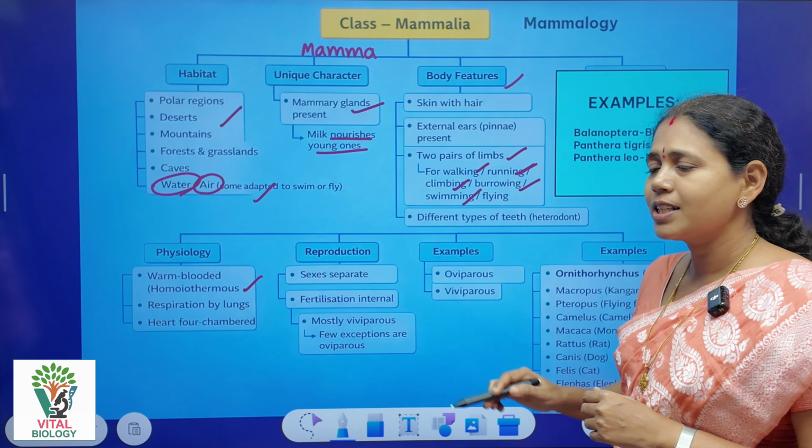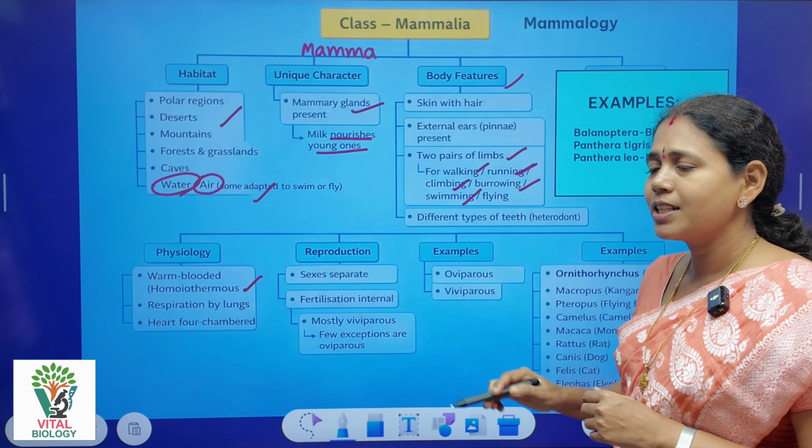So like this, their limbs got modified according to their habitat, either for walking, running, or otherwise climbing, or for flying, or for swimming. So these are the various functions of the limb structures in different kinds of animals.